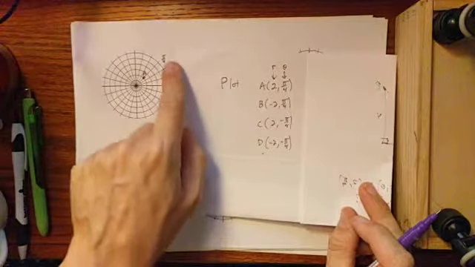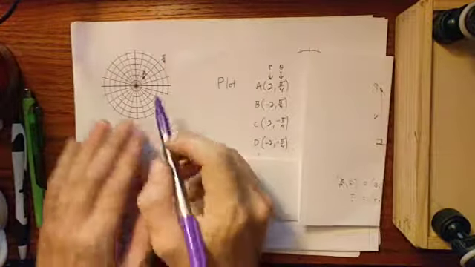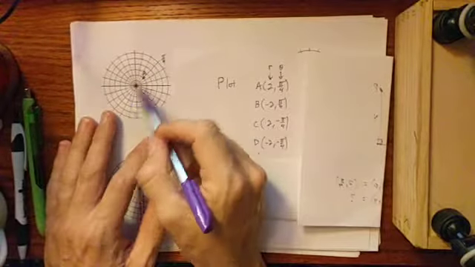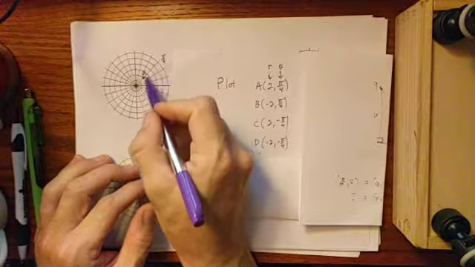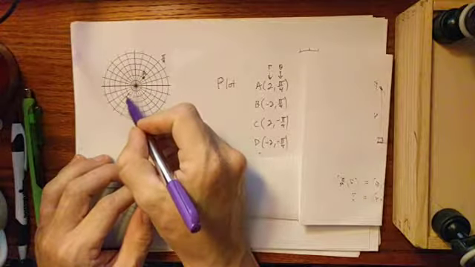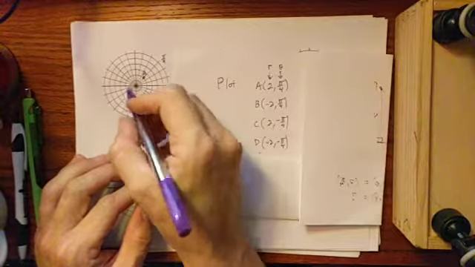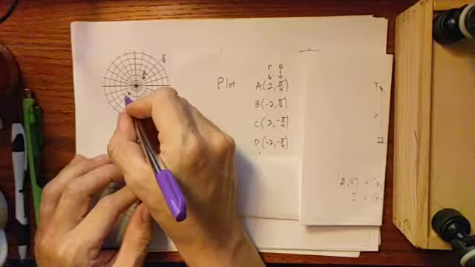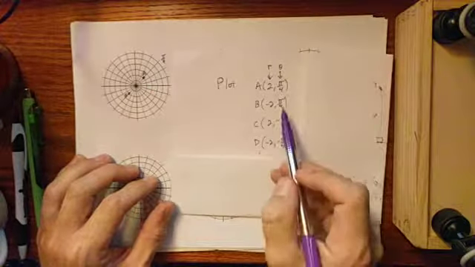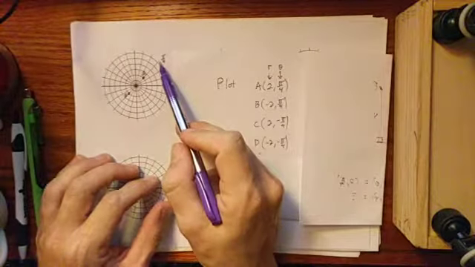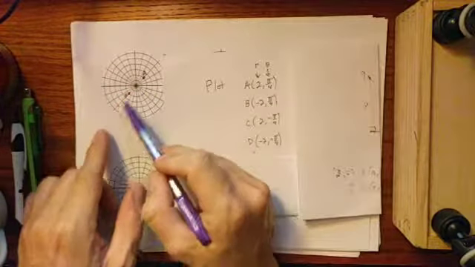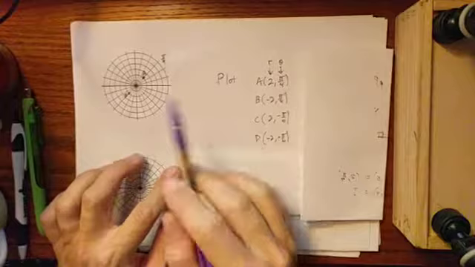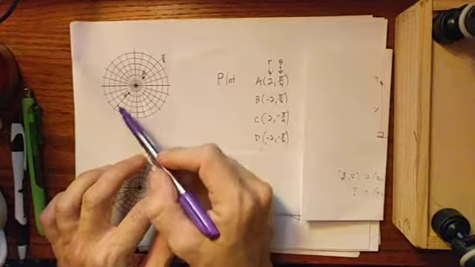So we're going to still have the pi over 4 radians. Same rotation of the x-axis, but when r is negative, we're going to go this way. So negative 2, that would be point B. Okay, so pi over 4 is up here. The positive r's go toward pi over 4. The negative r's go away, the other direction on the other side.